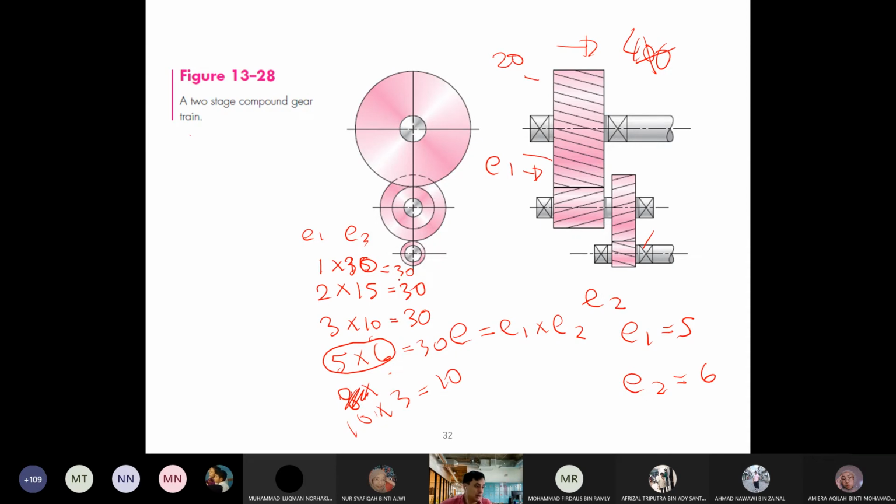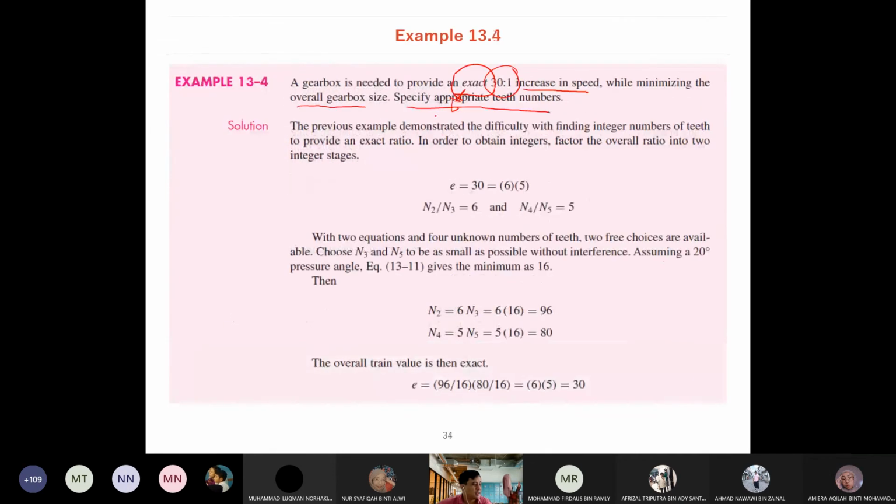Kita tak nak supaya terlalu besar gear ratio. Sebab apa? Soalan dia kata minimizing the overall gearbox. Okay. Kalau tak ada ni, lantaklah awak nak pilih nombor 1, awak nak pilih 1 darab 10 ke darab 30 ke, it's the same.